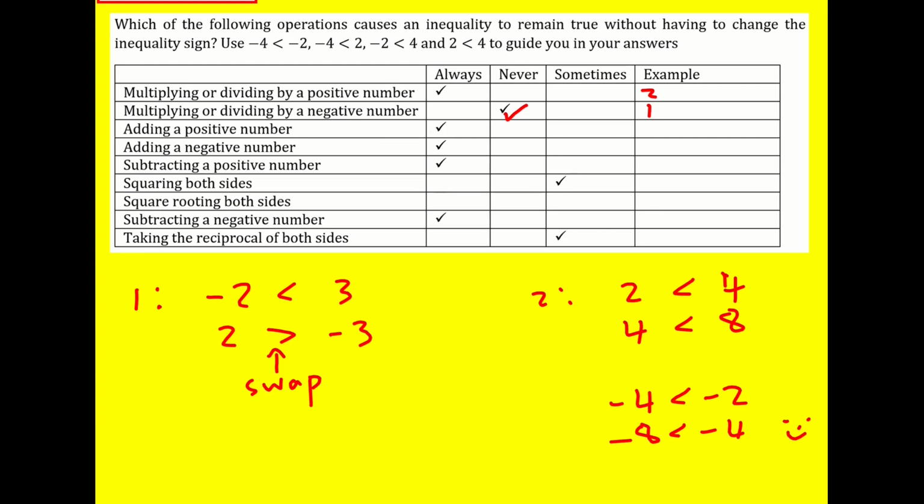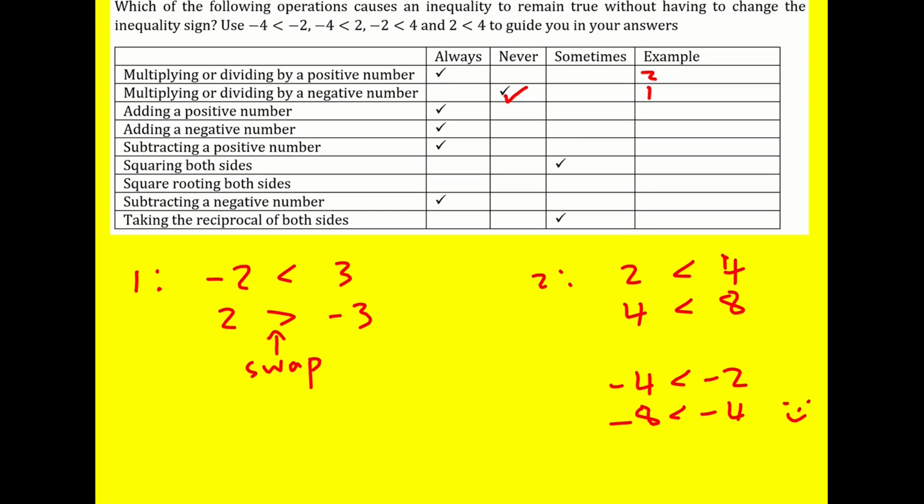Adding a positive, it's very similar. If I added 1 to both of these, it would be 3 is less than 5, and it would stay the same. The same would be true because on the number line, we're just moving up or down the number line. It's when you times and divide by negative, you get this sort of reflection going on that I spoke about. Subtracting a positive, same thing. Adding a negative is the same as subtracting a positive. And this one here, subtracting a negative, is the same as adding a positive. So they're all linked together. They're basically just adding and subtracting.